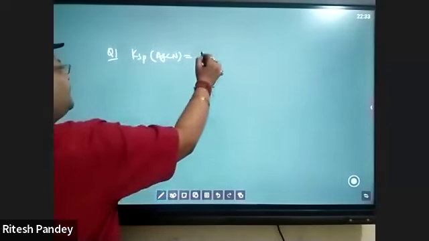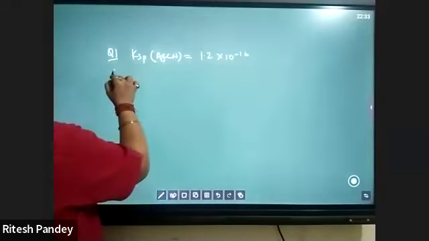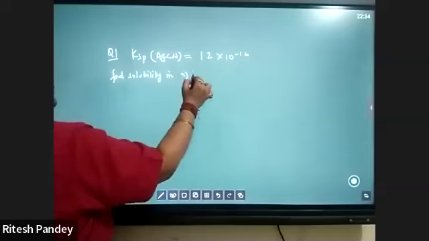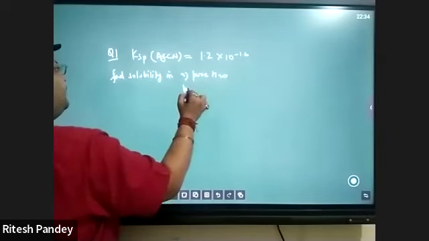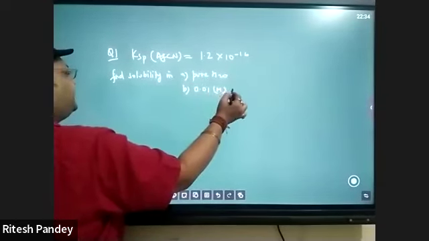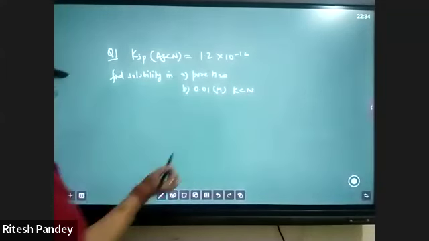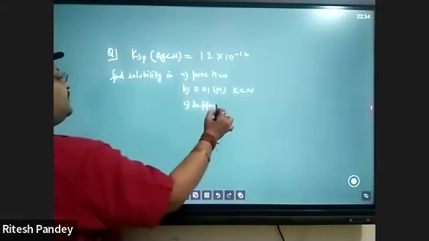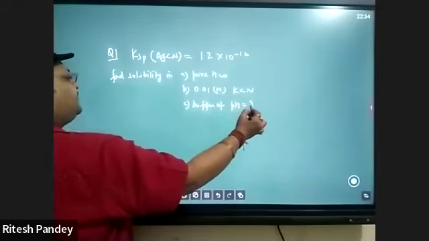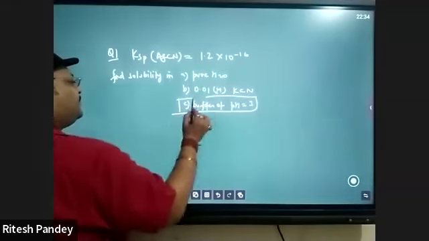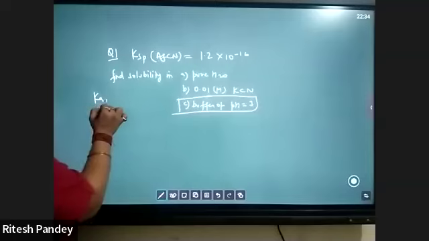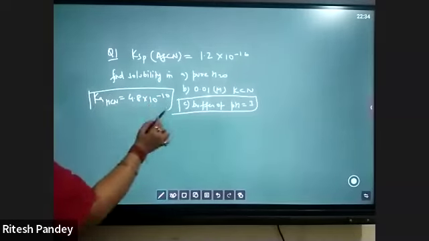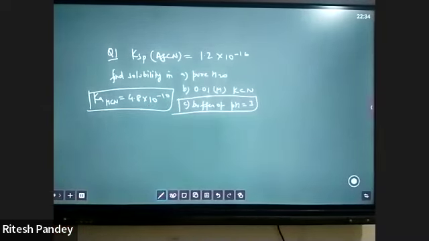KSP of AgCl is 1.2 into 10 to the power minus 16. You have to find solubility. I'll give you a minute to do this. Now, pure water and maybe 0.01 molar of KCN, I believe, given in this case, is again a cakewalk. Buffer of pH 3 is going to take some effort. This is something which we'll talk about, given Ka for HCN as 4.8 into 10 to the power minus 10. Now, this is an information which I failed to give you. I'm really sorry about the same.